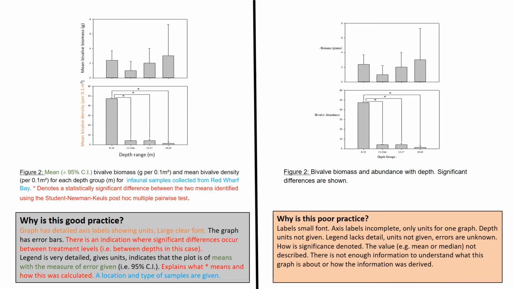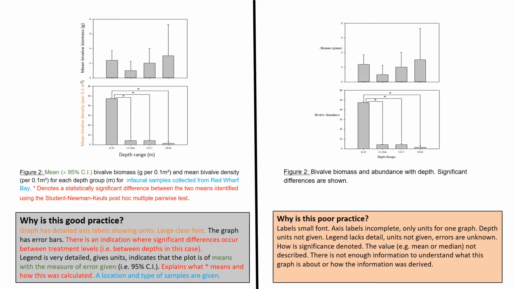bivalve biomass, grams per 0.1 meters squared. So here we are told what the standardization and units are, and mean bivalve density per 0.1 meters squared again. For each depth group, or you could use the word category here, in meters. It might seem repetitive, but it's important to be precise. For what? For infaunal samples collected from where? From Red Wharf Bay, which is a location in Wales in the UK.